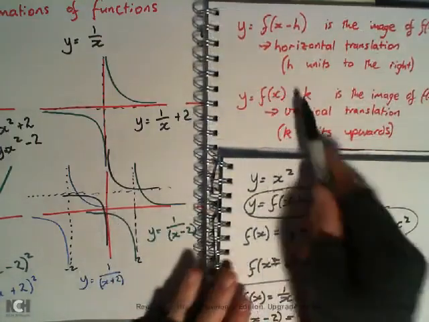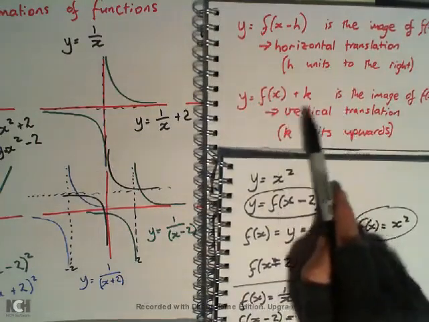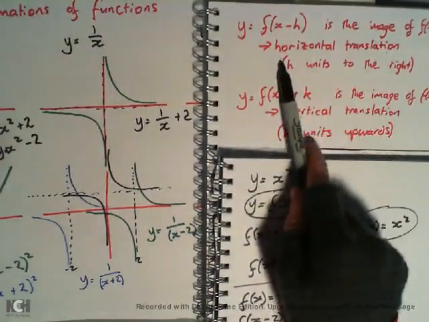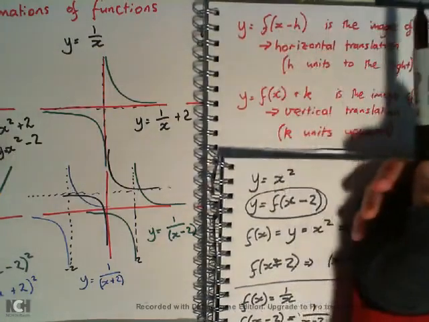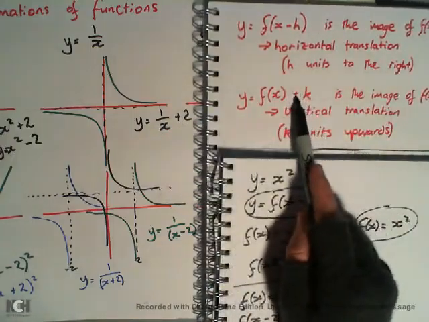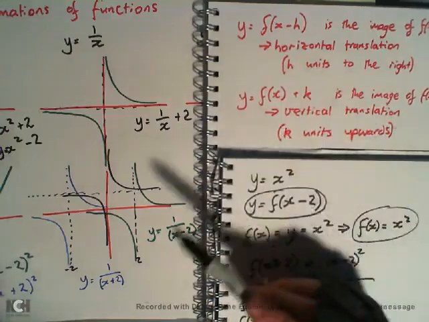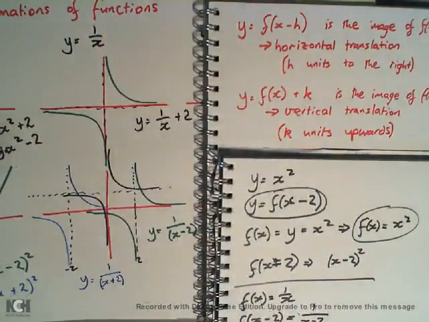So f of x plus k, that's the example I just showed where we've moved it up or down. So it's a vertical translation, k units upwards. This one, horizontal translation, h units to the right. If it was plus h, it would be h units to the left. If it's minus k, k units down, sorry. So that's a little table on page 319.